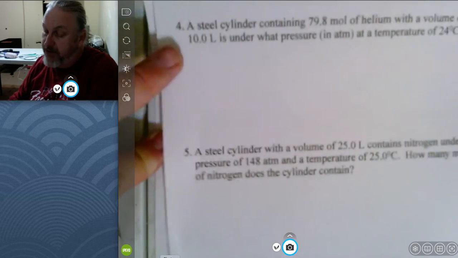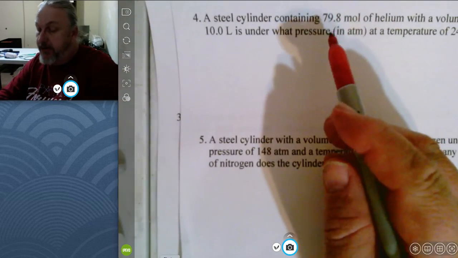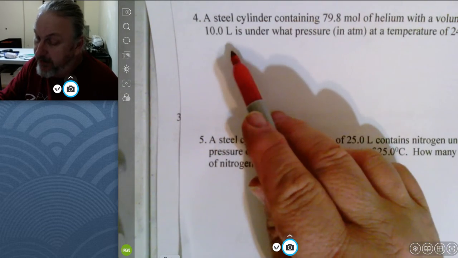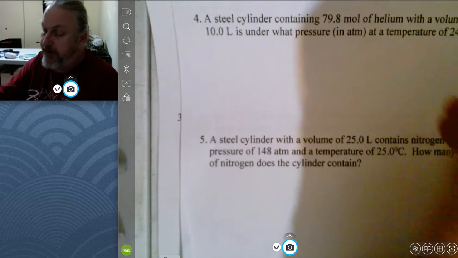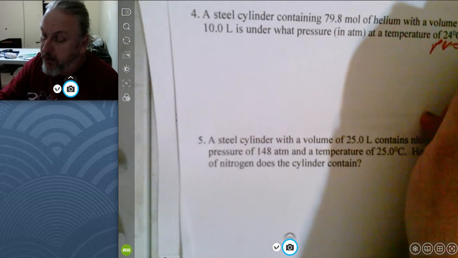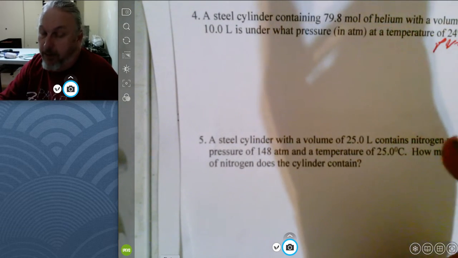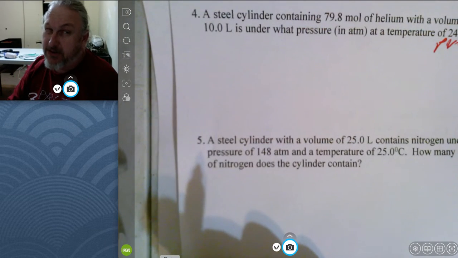All right, let's look right here. This is number 4. A steel cylinder containing 79.8 moles with a volume of 10 liters is under what pressure at a temperature of 24 degrees C? Again, what do we got? PV equals nRT. Atmospheres, know what R we're going to use, 0.0821. I told you that's the one that most of these problems like.